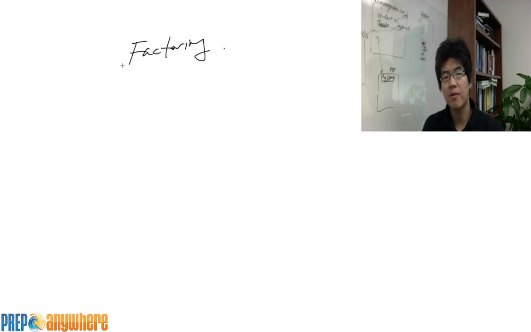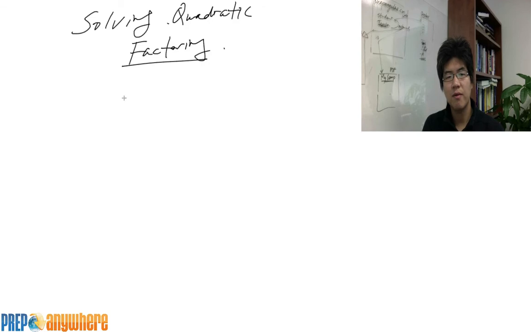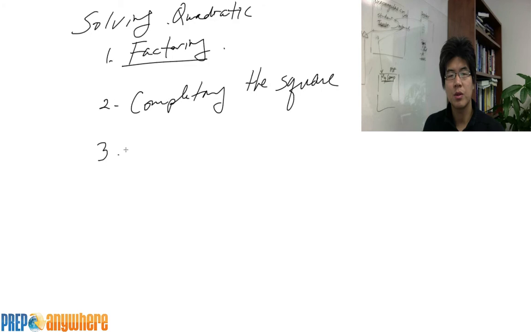factoring, solve by factoring. So I'm talking about solving quadratic. Solving means finding the x. So solve by factoring, that's one way. Completing the square is another way, right? And also we can use a quadratic formula, which comes from completing the square, right? So make sure you remember that. Don't just memorize the formula.